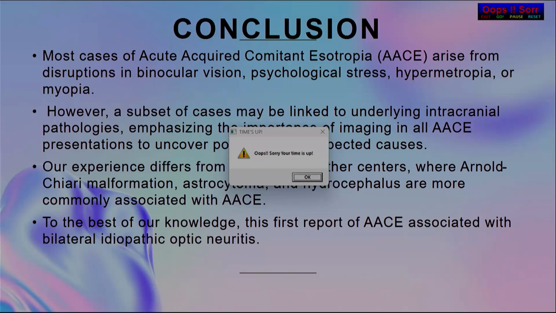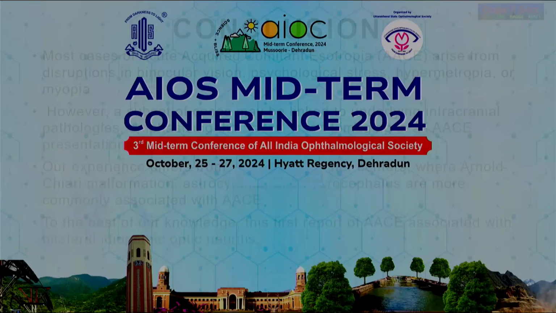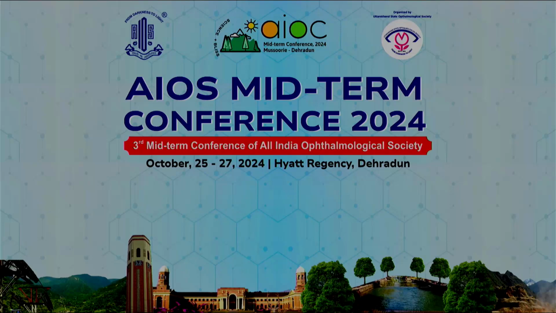So, what was interesting about your case? At our center, it usually presented with other intracranial pathologies previously, like astrocytoma or Arnold-Chiari malformation. But in this case, optic neuritis was involved, and before taking the patient for the OT, since there was no clear etiology, we had to rule out any cause for the acute acquired comitant esotropia. So we went through CE-MRI to rule out any neurological involvement, and we found bilateral intracranial optic nerve tortuosity with thickening of the segment.